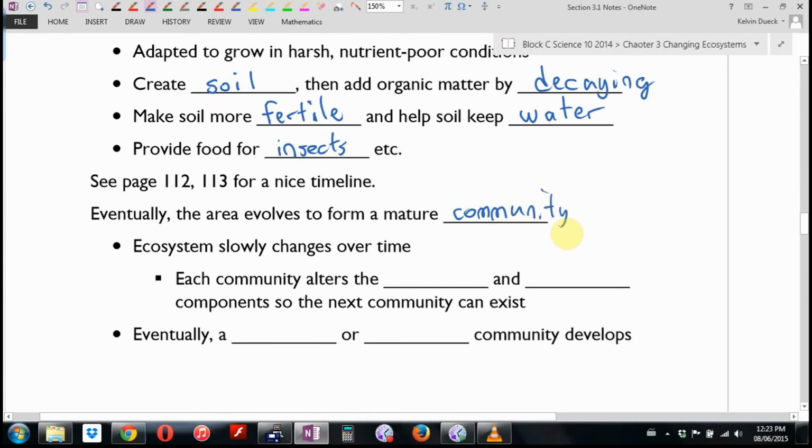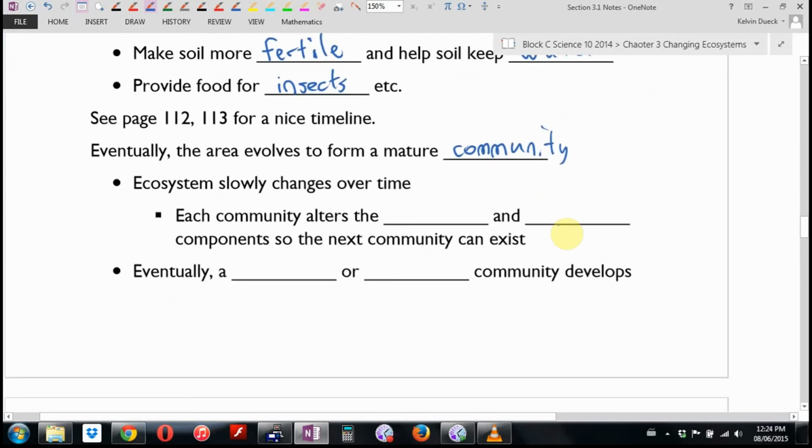The ecosystem slowly changes over time. Each community alters the biotic, living, and what's the opposite of biotic, living? Abiotic. Abiotic components, so the next community can exist. So after moss comes, then after those die off and enrich the soil, now ferns, bigger plants. And after those die off and enrich and also break down the rock and break down the soil even further, now you might get smaller plants and then scrub and then bushes and then trees and then the whole schmear.